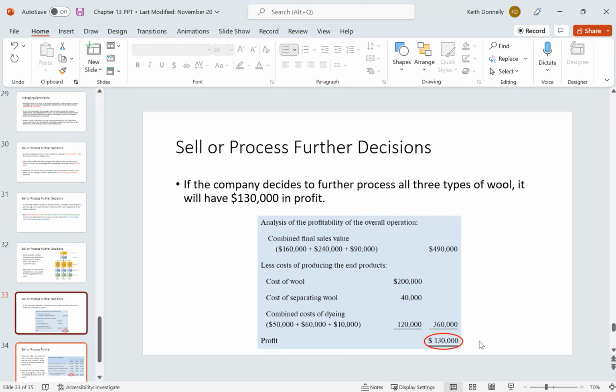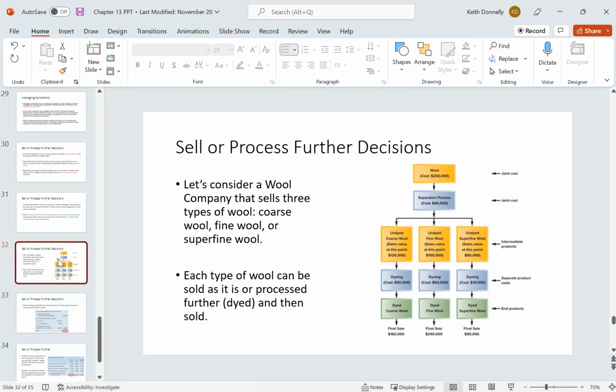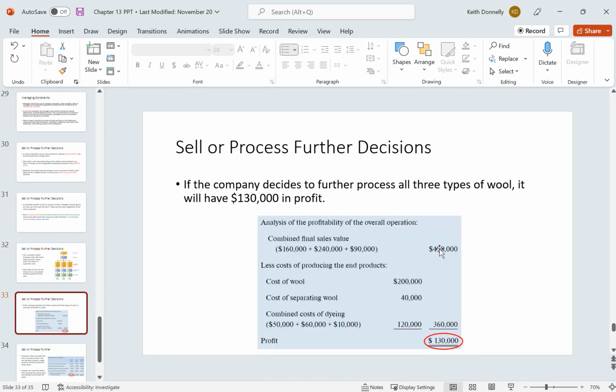So what's going on here is you add up the combined final sales values, the 160, the 240, the 90, that gets you 490. And then you have to back out the cost of producing the end products. So it's the wool, the cost of separating the wool, and then the cost to dye. You add those up, you're at 360. The profit there is going to be 130.